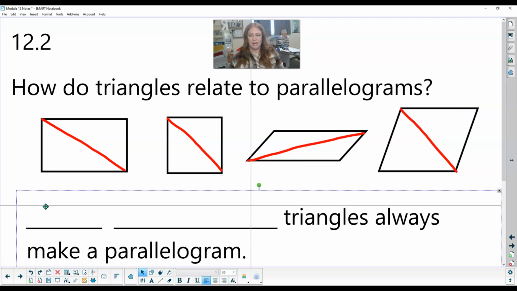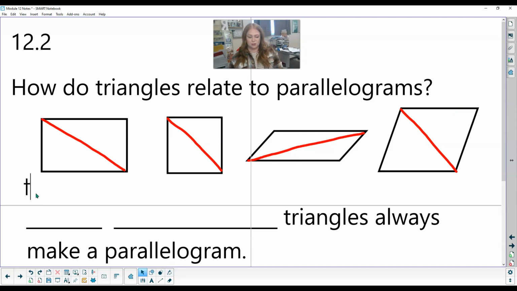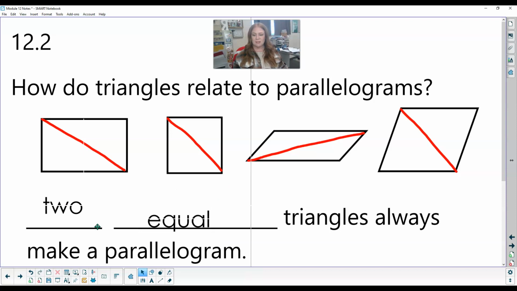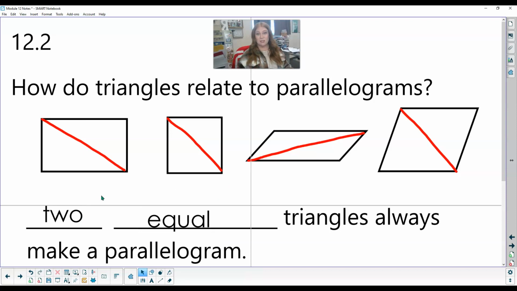So when we have two equal triangles, two equal triangles always can turn into a parallelogram. So if I have two triangles that are the same, I can hook them together, and that is going to make a parallelogram. We know how to find the area of a parallelogram, so that means we can find the area of a triangle.